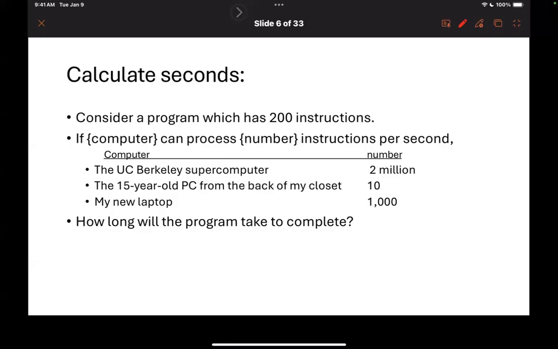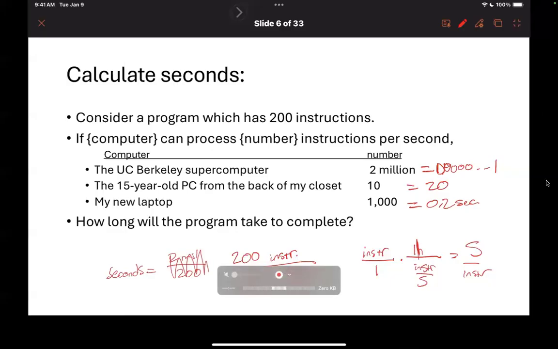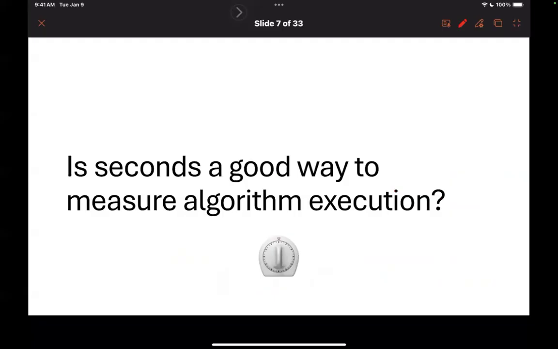So in your groups, maybe use the whiteboard. For each of these computers, how long will it take to complete? Okay, so the supercomputer can do things very quickly. My terrible computer can do things very slowly, and my new computer can do things decently. So I've got a question for you. If this is all running the same program, is seconds a good way to measure the execution of an algorithm?